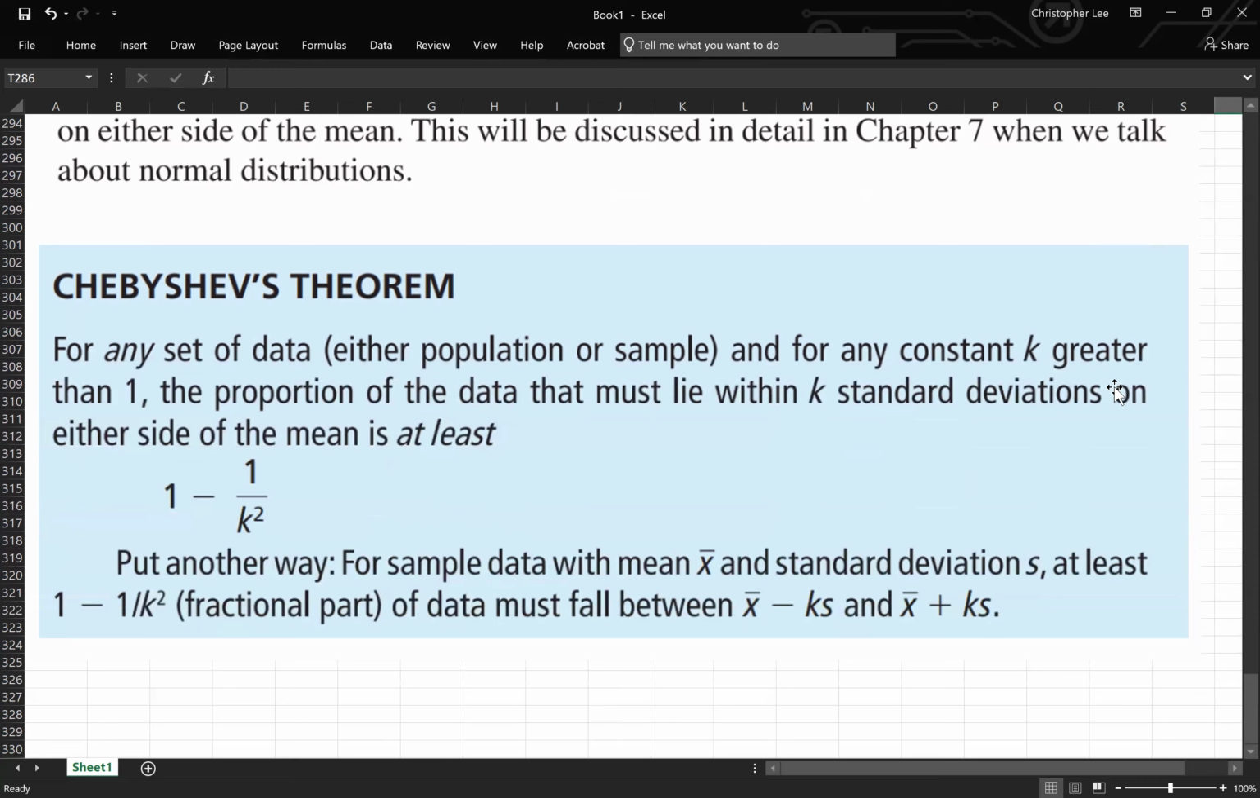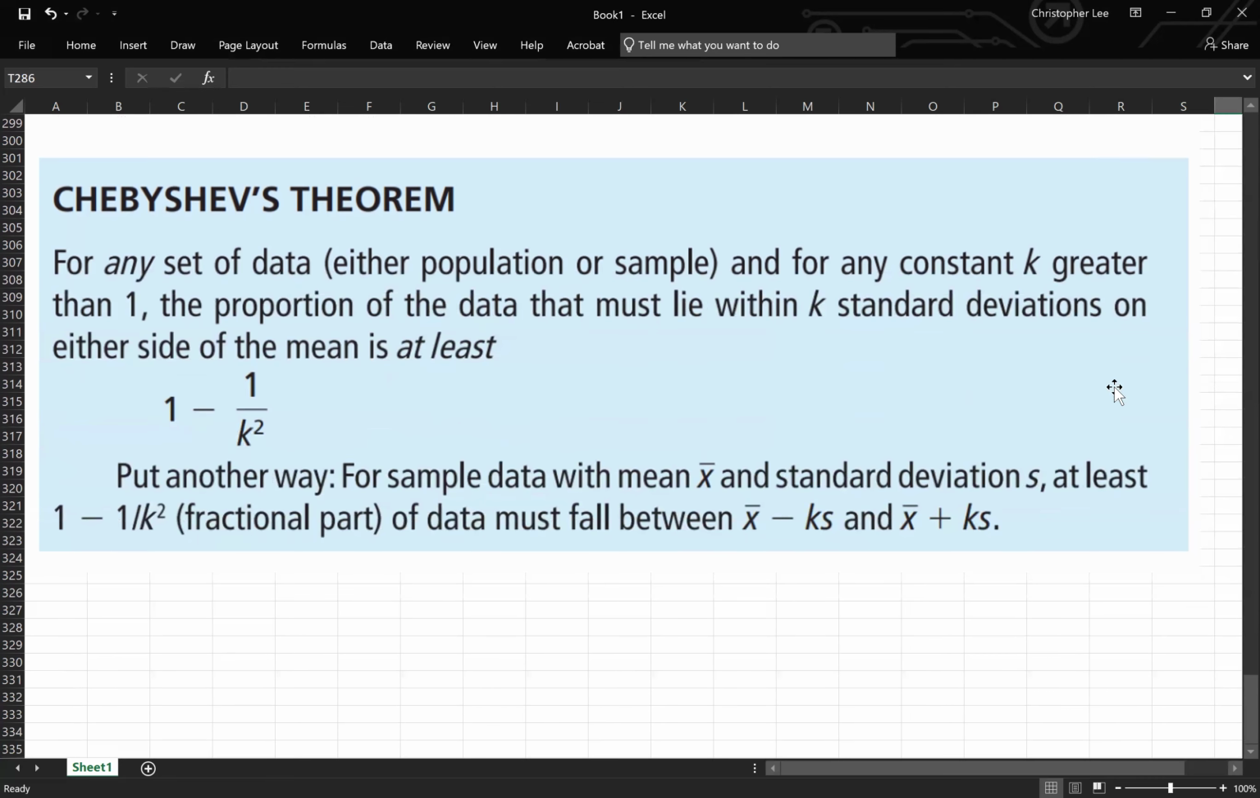So Chebyshev's theorem, here we go. For any set of data, either the population or the sample, and for any constant k greater than 1, the proportion of the data that must lie within k standard deviations on either side of the mean is at least 1 minus 1 over k squared. So this should say equals a percentage, right? Put another way, for sample data with mean x bar and standard deviation s, at least 1 minus 1 over k squared fractional part of the data must fall between x bar minus ks and x bar plus ks, right? That's it.